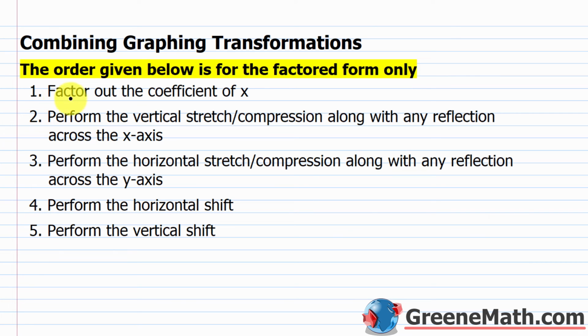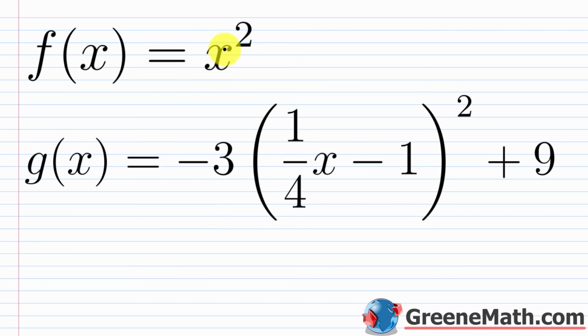So I'm going to put here first to factor out the coefficient of x. Then I'm going to say perform the vertical stretch or compression along with any reflection across the x-axis. Perform the horizontal stretch or compression along with any reflection across the y-axis. Perform the horizontal shift and then perform the vertical shift. So basically the way I like to do it is I like to just work left to right. This is very easy to remember and it will give you the correct ordering. Again, provided you have factored out the coefficient of x, you're good to go. And that way you can just say that I'm doing all the stretches or compressions with the reflections before any shifts. All right, let's take a look at f of x equals x squared.